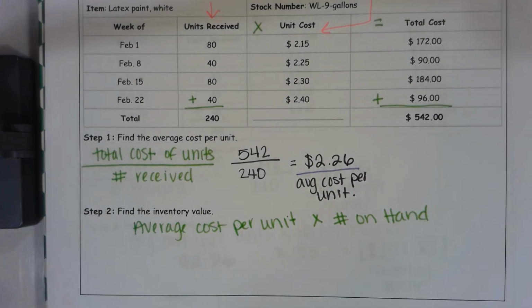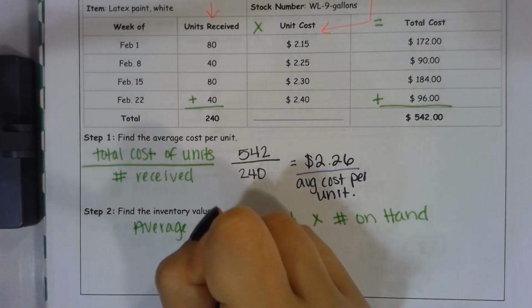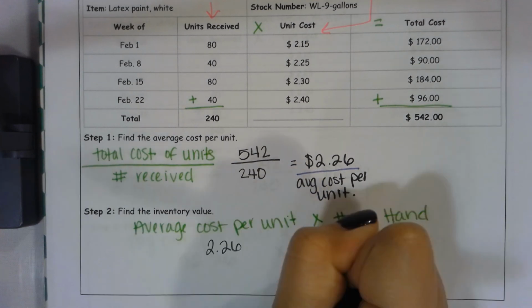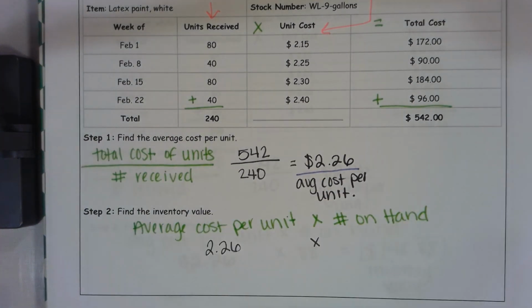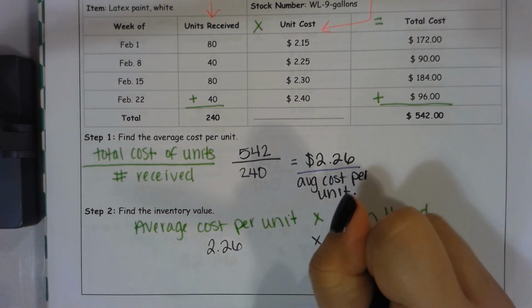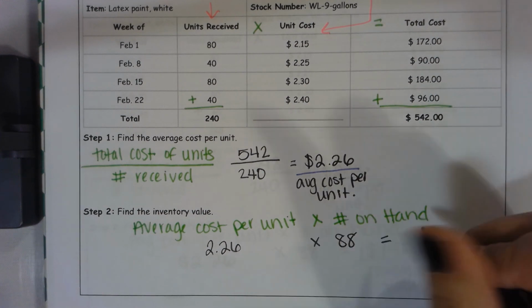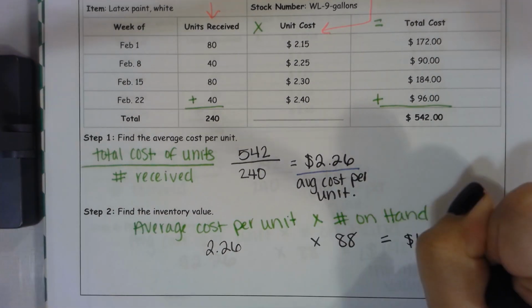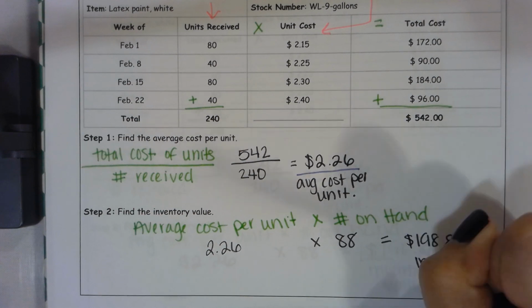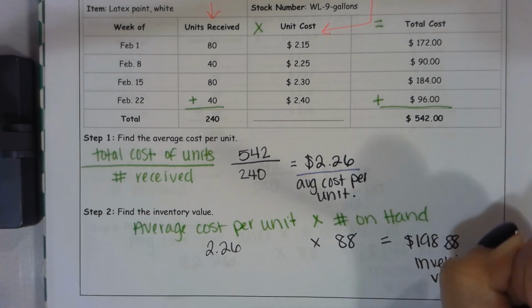So if the average cost per unit is $2.26, and it tells us in the problem that the wholesale paint supply had 88 rolls of masking tape on hand, so out of the 240 that they had for that month, they only had 88 remaining at the end of the month. So all the other ones got sold. So it's going to give you a total of $198.88 as your inventory value. So those 88 rolls are worth $198.